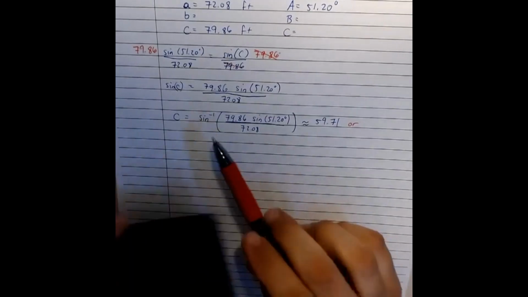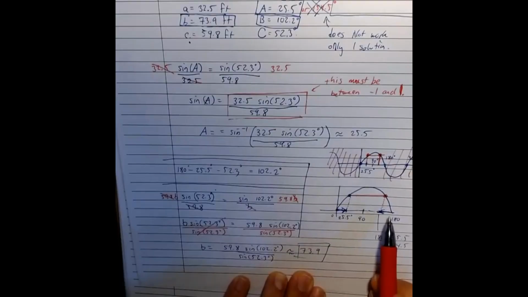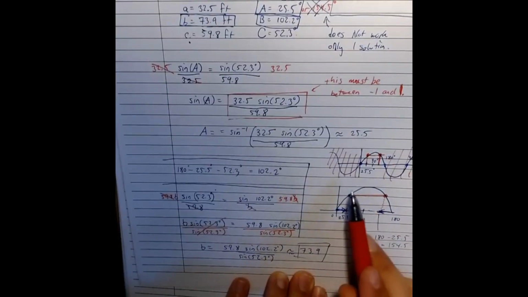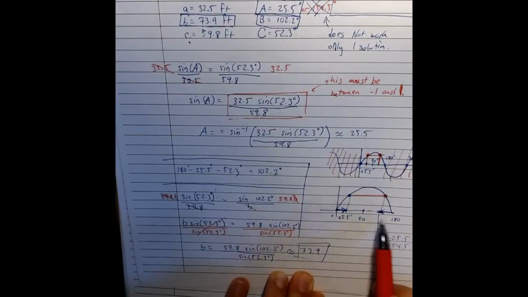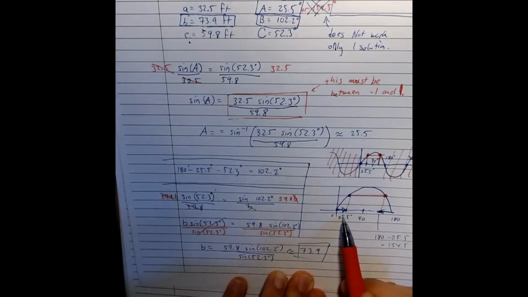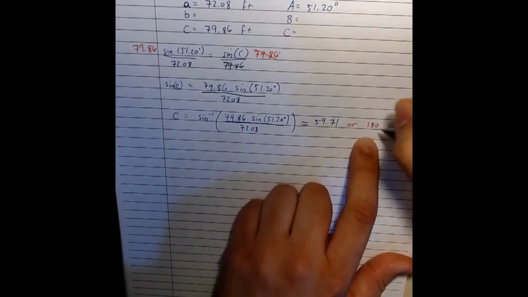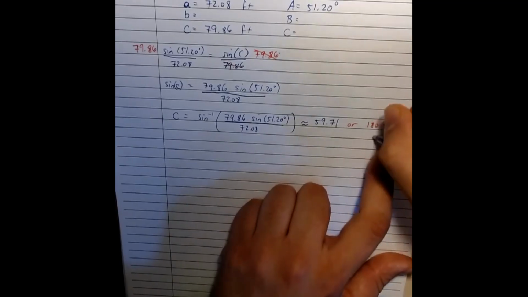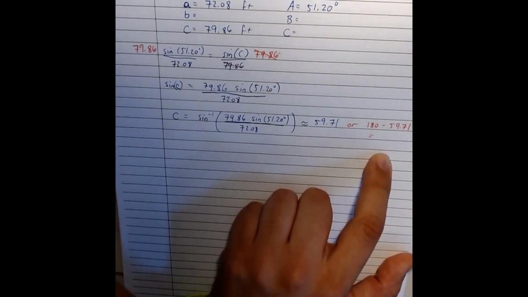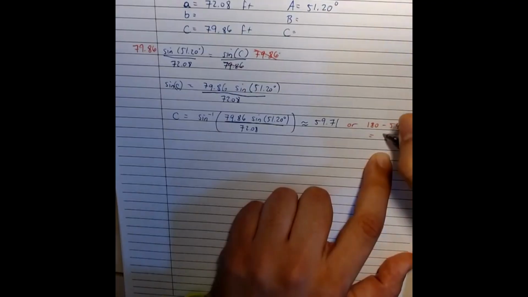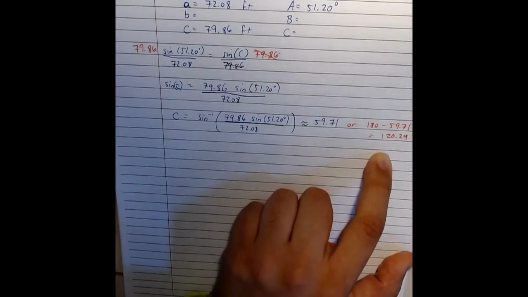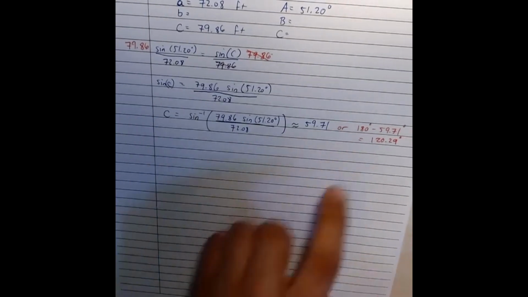Or, now remember, whenever you take the inverse sine of a number, there's going to be two possibilities. It's either going to be the number that the calculator gives you, or the one on the opposite side of this part of the period of the sine graph. It's pretty predictable though. Whatever number this is, if you subtract it from 180, that'll give you your other number. So here, if our calculator gives us 59.71, the other possibility is 180 minus 59.71, which is 120.29. Just like that.